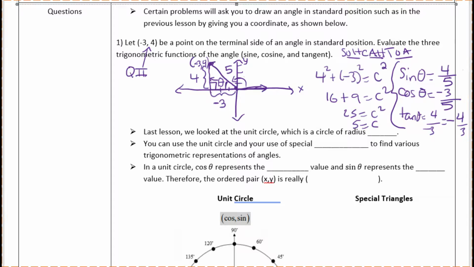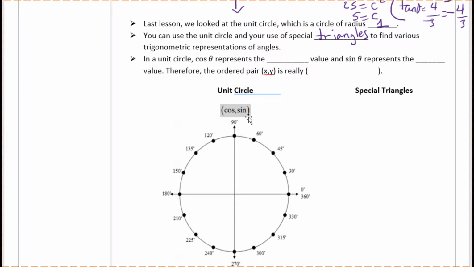Like I said, last lesson we looked at the unit circle, and just recall that the unit circle is a circle of radius 1 centered at the origin. You can use the unit circle and special triangles to find various representations of angles. We're going to show you how to do that in a little bit. First thing to note, though, is that in a unit circle, the cosine of theta represents the x coordinate, or the x value, and the sine of theta represents the y value.